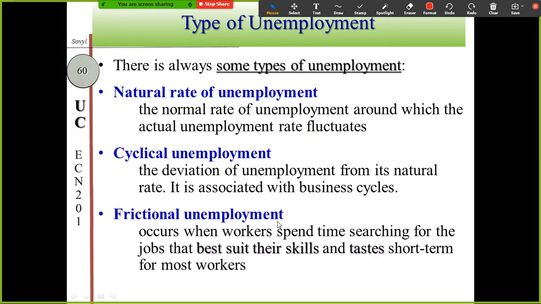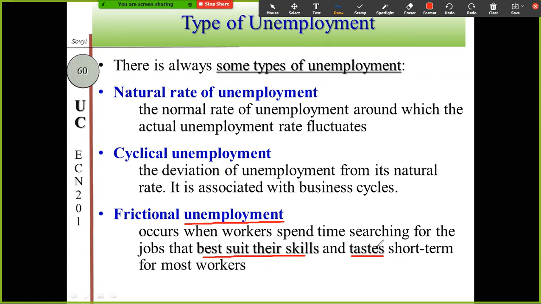Next one, frictional unemployment. Frictional unemployment refers to the status of an unemployed person when workers spend time searching for a job that best suits their skills, and this is short run for most workers. So in this case, frictional refers to the people who are not satisfied. Frictional unemployment refers to people who become unemployed because they don't like the current job, they don't like the work they have today. That's why maybe they resign from it and try to find another new job that best suits their skill or taste.